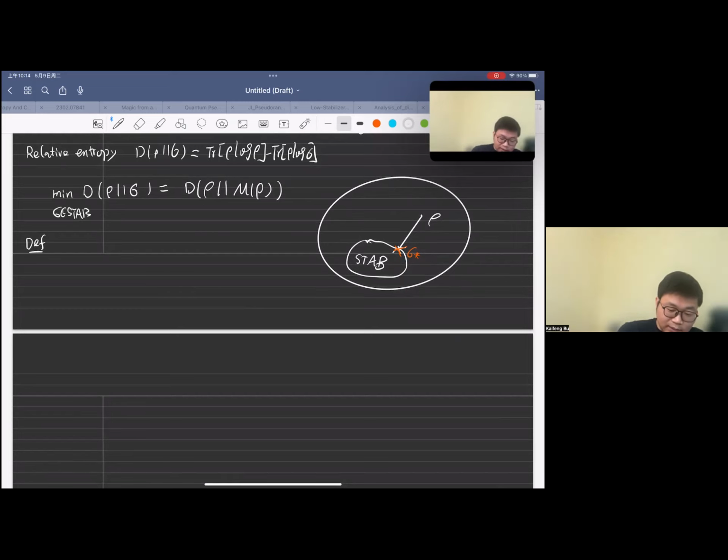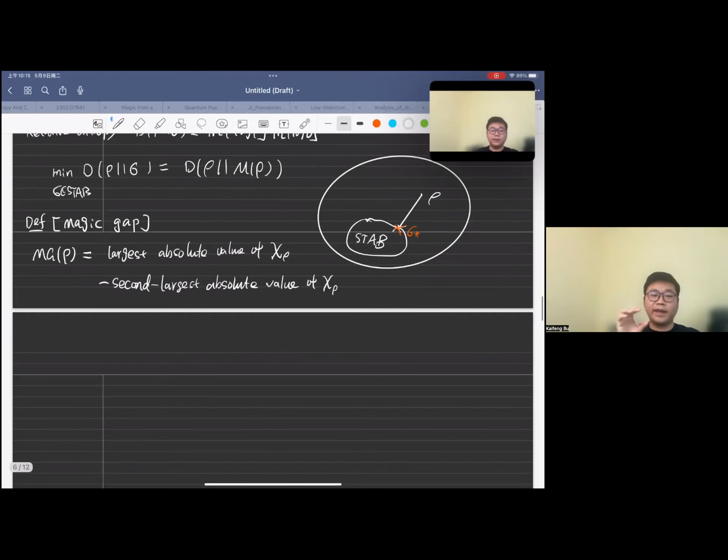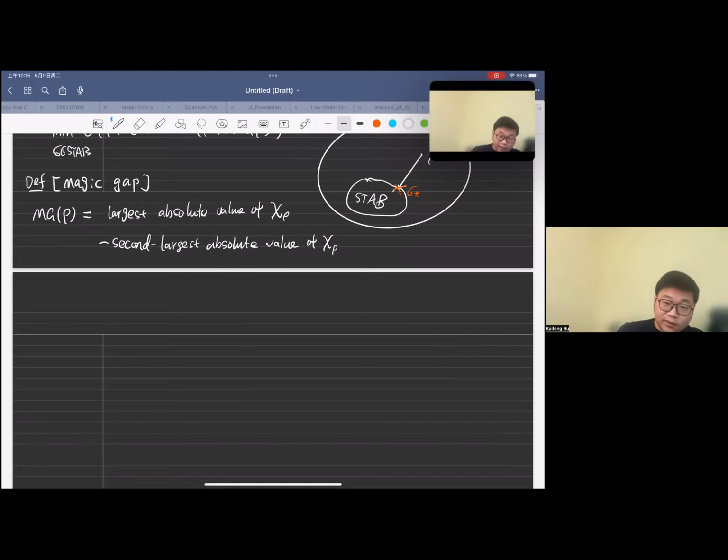Besides the mean state, we also need to define another concept called the magic gap. Given a quantum state rho, the magic gap of rho is defined as the difference between the largest absolute value of the characteristic function of rho and the second largest absolute value. This is quite similar to the spectral gap in graph theory or for the Hamiltonian. And this magic gap has many interesting properties.